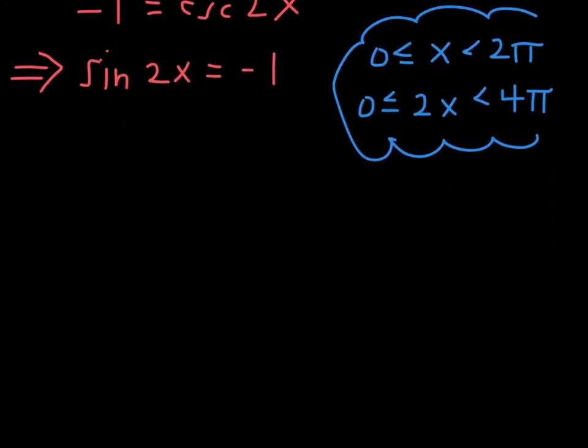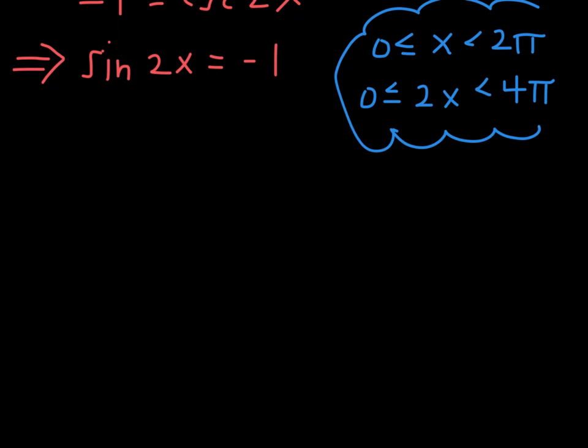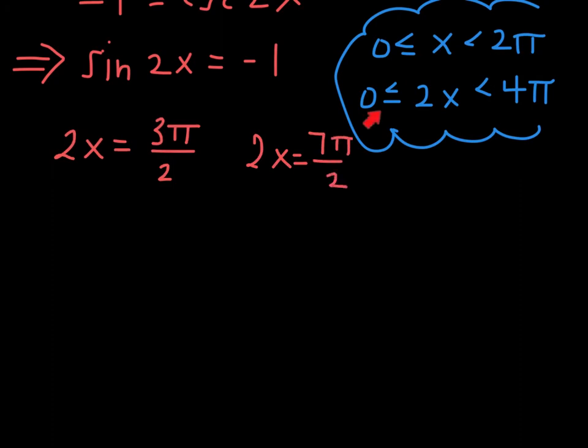All right, so here we go. Sine of 2x will be negative 1 if 2x is equal to 3 pi over 2. Sine of 2x will also be equal to negative 1 if 2x is equal to 7 pi over 2. Those are the two solutions that are between 0 and 4 pi. Now, what I want you to do is a little arithmetic when you divide both sides by 2. Remember, dividing both sides by 2 is the same thing as multiplying by 1 half. This becomes x is equal to 3 pi over 4. And over here becomes 7 pi over 4.